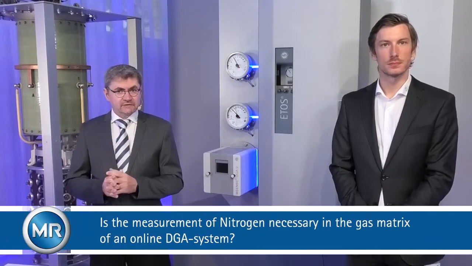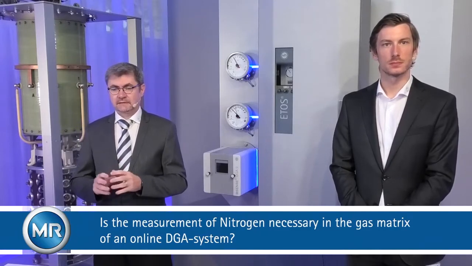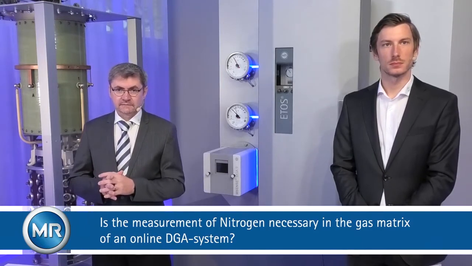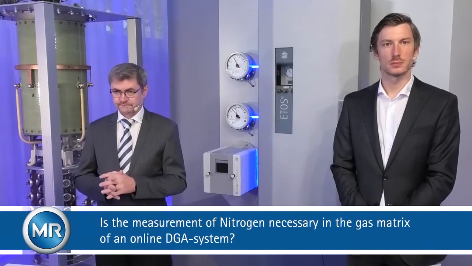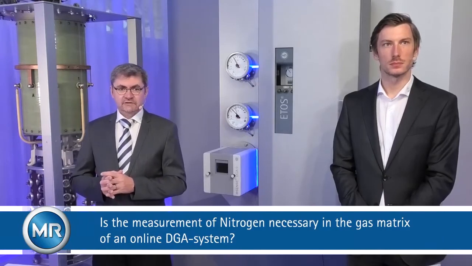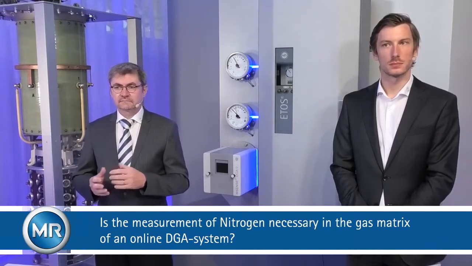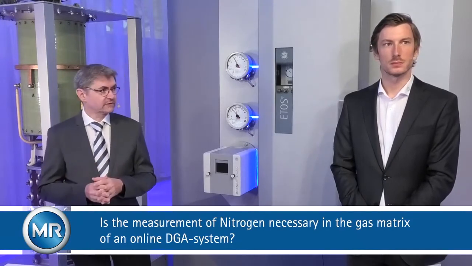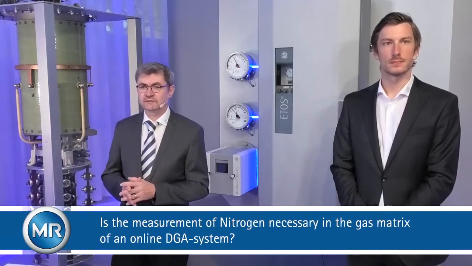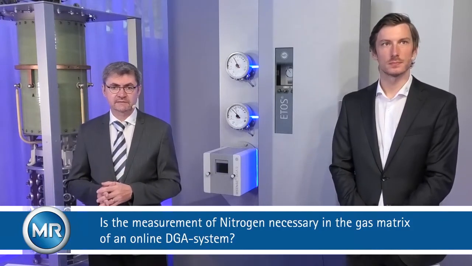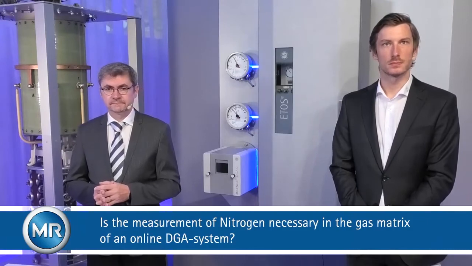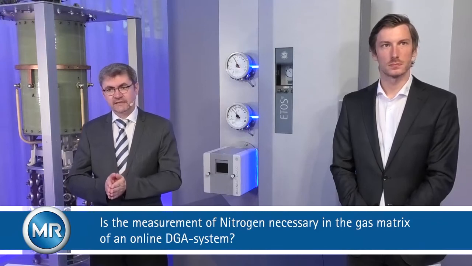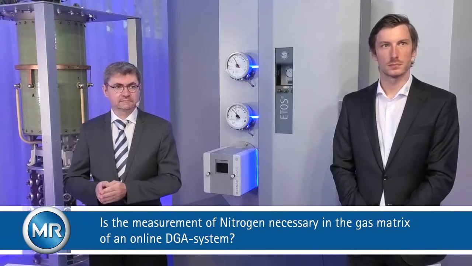When you have a transformer that is closed, with a nitrogen gas phase on top, detecting nitrogen could be used for a kind of leakage detection, for example. But this can also be done with an oxygen measurement, which is easier to do. So the answer is very clear: for DGA interpretation, you don't need a nitrogen measurement.